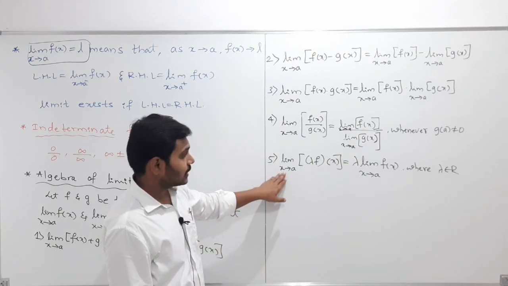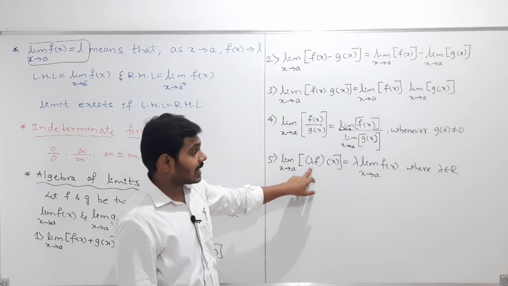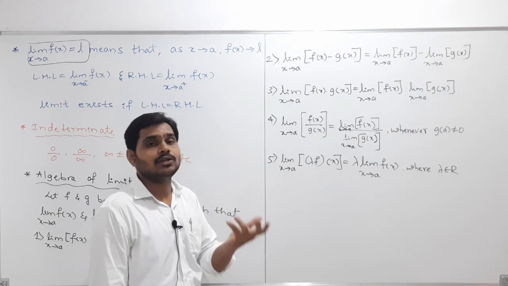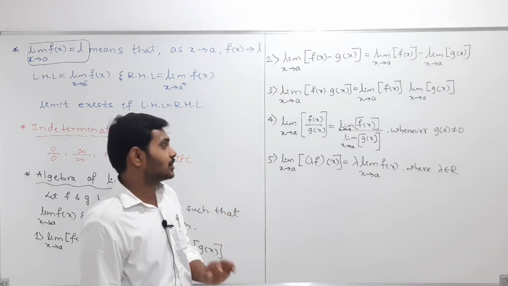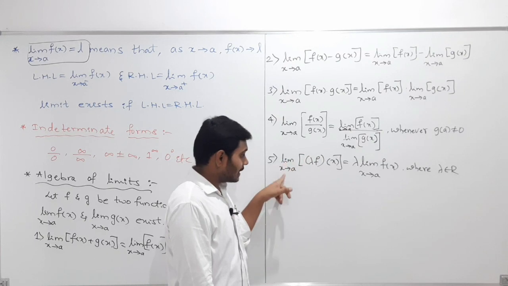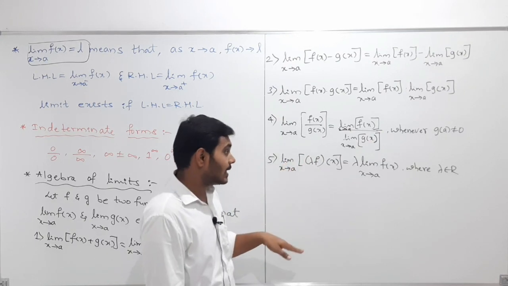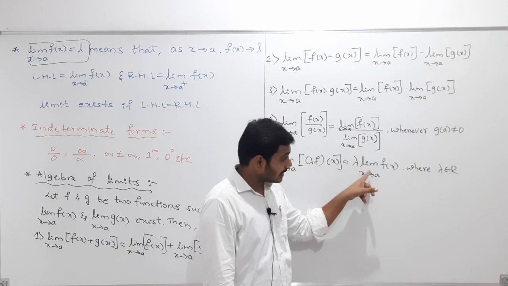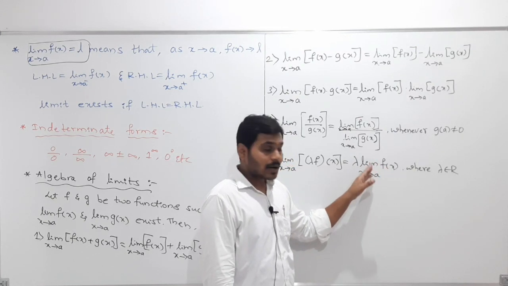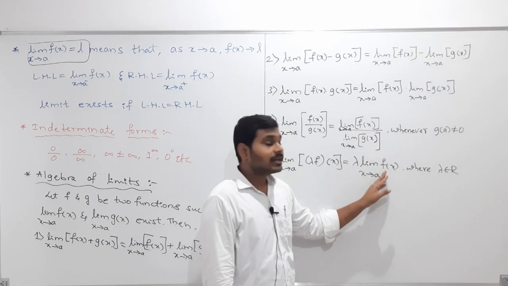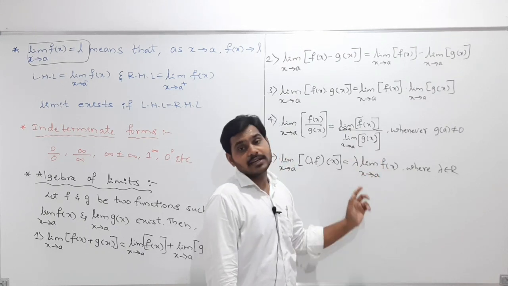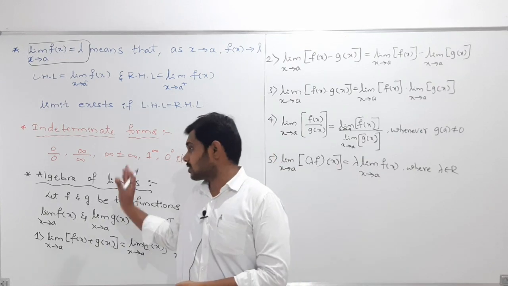And similarly, my dear students, if you multiply the function by lambda, meaning any real number, scalar quantity, any constant, 1, 2, 3, whatever your choice, and then apply the limit, that value is the same as first calculating the limit of the function as x tends to a and then multiplying by that constant. Here also the values are the same.